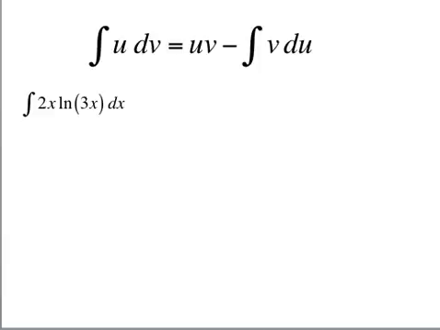We have the integral of 2x natural log 3x dx. U is the part that is easy to differentiate. Take the derivative. Now, frankly, 2x is easy to differentiate. Natural log 3x is easy to differentiate. So that doesn't really tell us much. dv is the part that is easy to integrate.